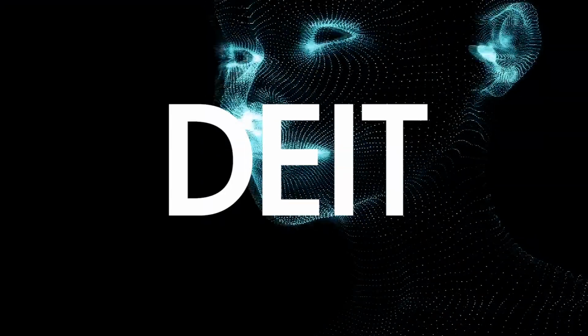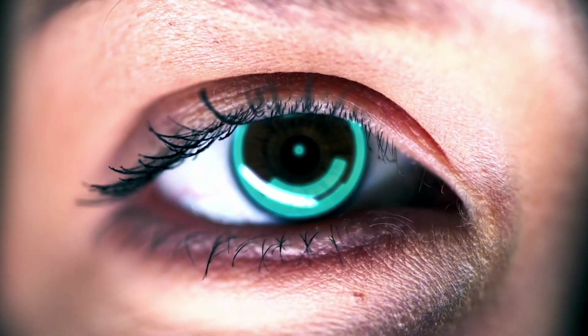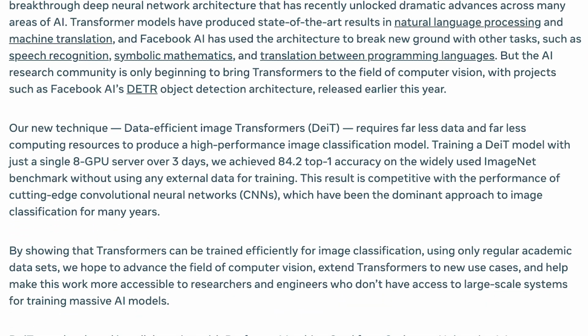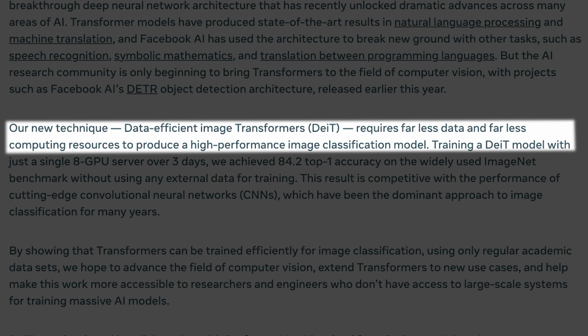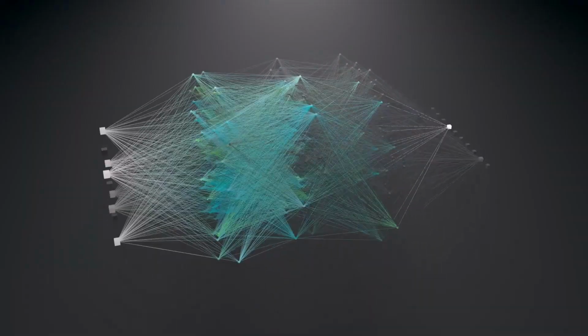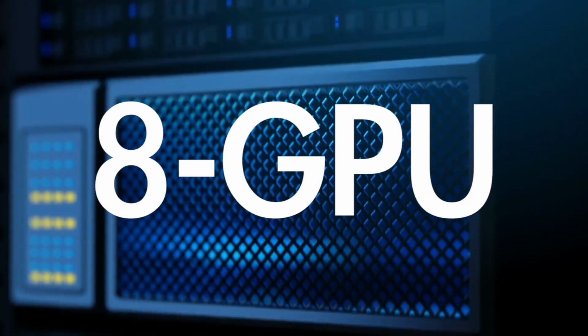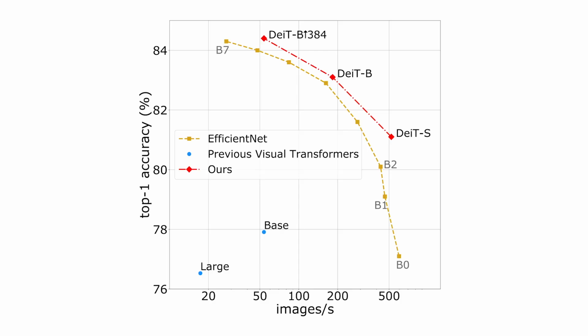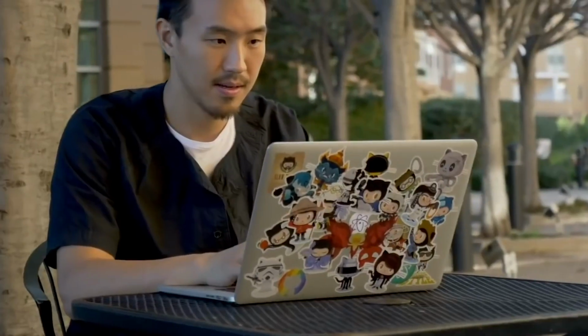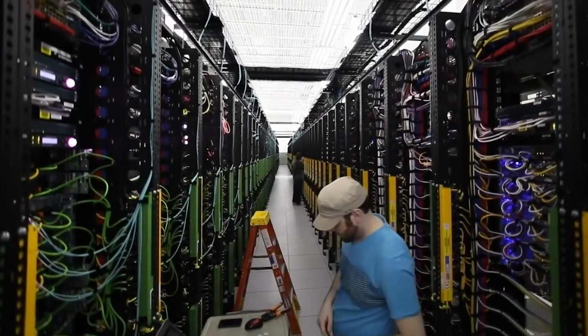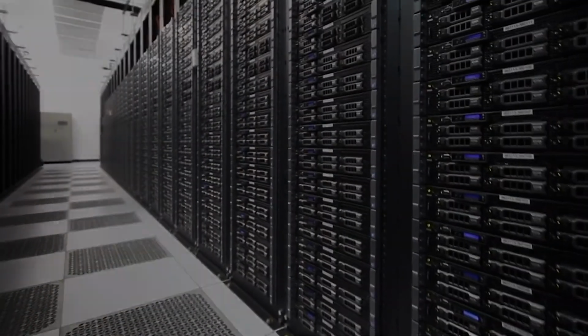But last month, Facebook AI announced a new technique called data-efficient image transformers to train computer vision models. DeiT requires far fewer data and far fewer computing resources to produce a high-performance image classification model. In training a DeiT model with just a single 8 GPU server over 3 days, Facebook AI achieved 84.2 top 1 accuracy on the ImageNet benchmark without any external training data. It's expected to extend transformers to new use cases and make this work more accessible to researchers and engineers who have a shortage of large-scale systems to train massive AI models.